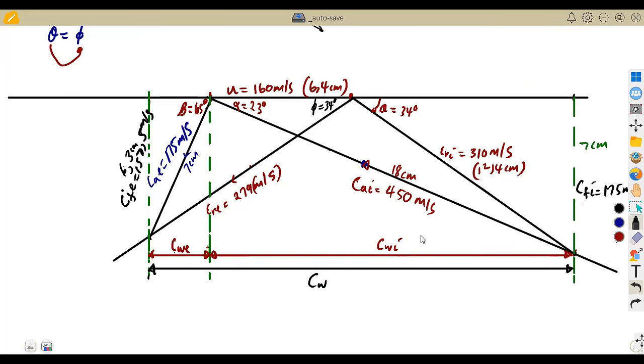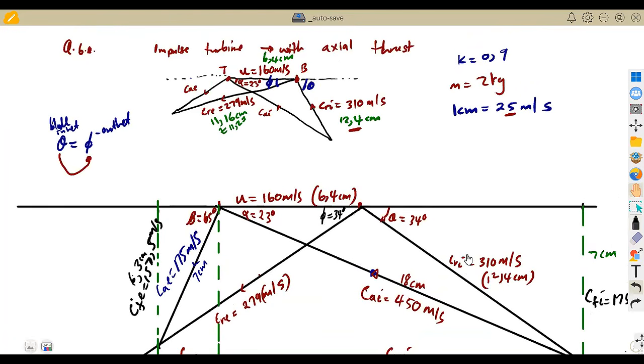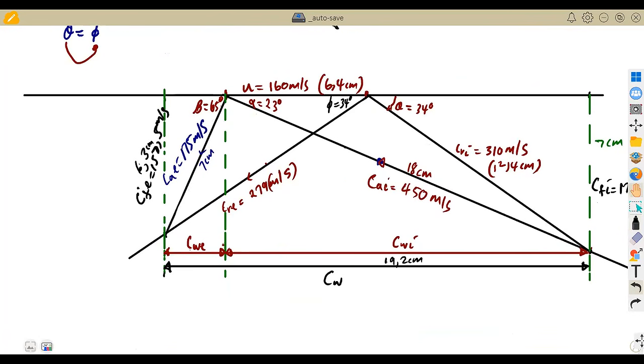So if we had to measure properly, it was going to be 19,2, something like that. 19,2 centimeters, the whole of this line. So if you multiply by the scale of 25 meters per second, 19,2 times 25. Use the value that you're obtaining, guys. You're going to obtain 450 meters per second from the 19,2.